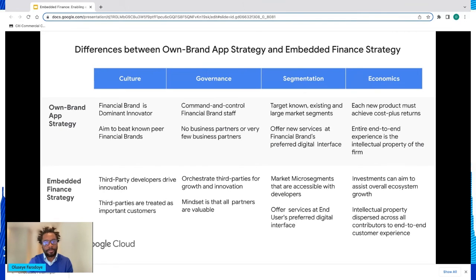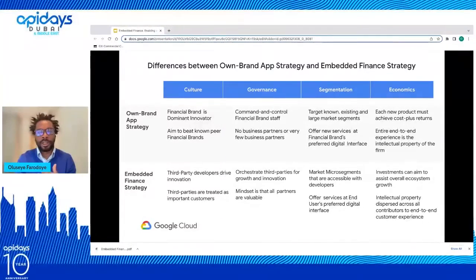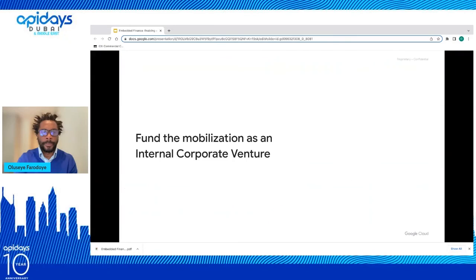Segmentation also changes. In the past, you offered large market segments, usually based on macroeconomics, to micro segments, just like we saw earlier with the home loan situation, where you start to see micro segments emerge because of the customer journeys within a particular ecosystem. So generally, it is a culture shift, it's a mindset shift, and it's a shift in how funding needs to happen.